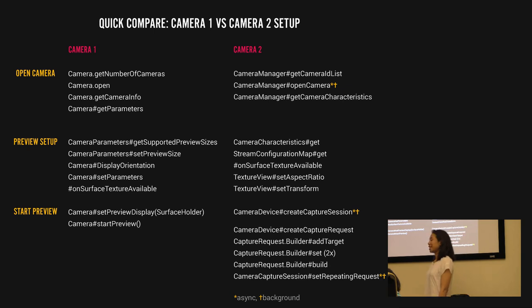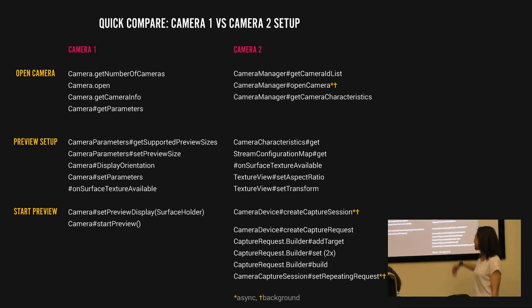So in Camera 1, you had it really easy. You have a surface holder, which is basically a handle to some surface that's rendering on your UI, and you give that to the camera. You say, here's where you're going to draw the preview. And then you say, okay, camera, start the preview. And that's it, two method calls.